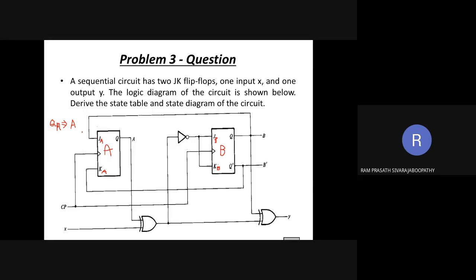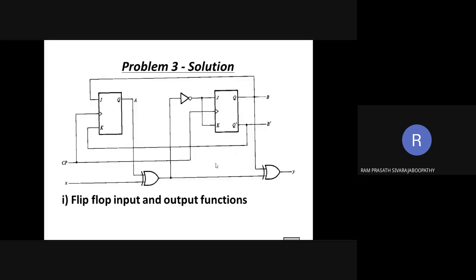Okay, now you people type it in the chat. What is JA, KA, JB, KB? Type it, let's see. JA equal to what? Look at where it comes from. JA equal to what? B, correct? What about JB? Sorry, KA. See what KA is. KA equal to what? B bar. Very good. So now what can we say, JA equal to B, KA equal to B bar.